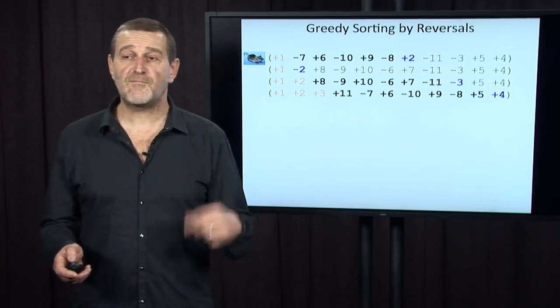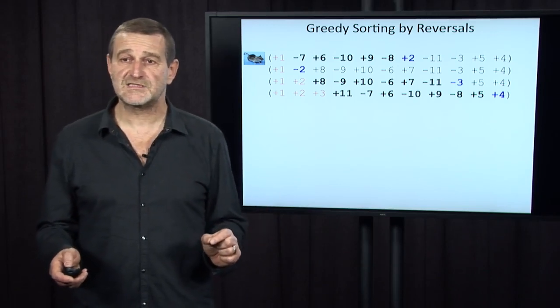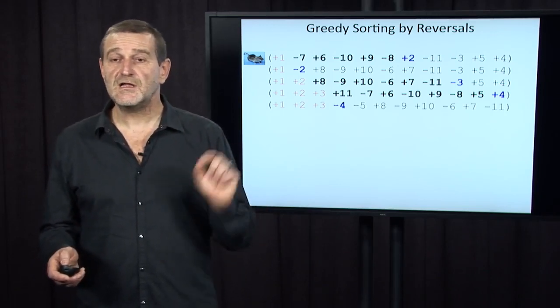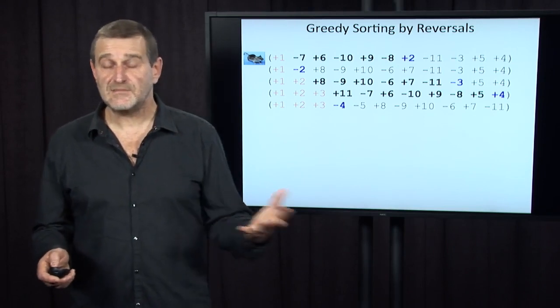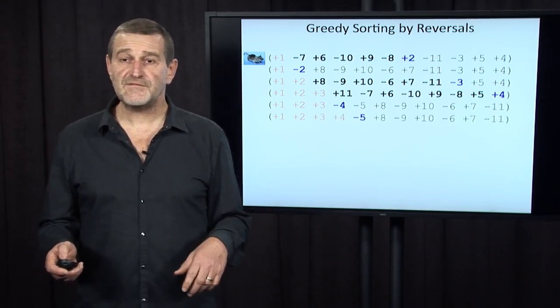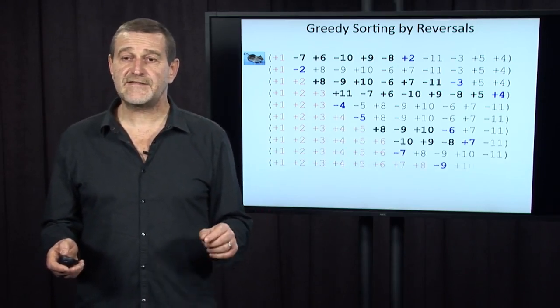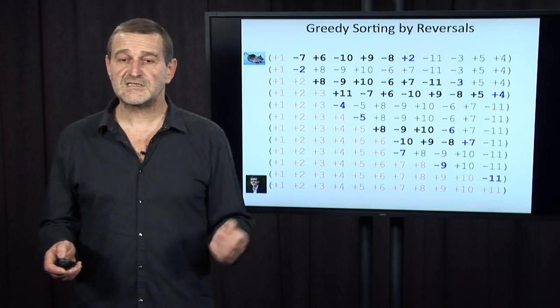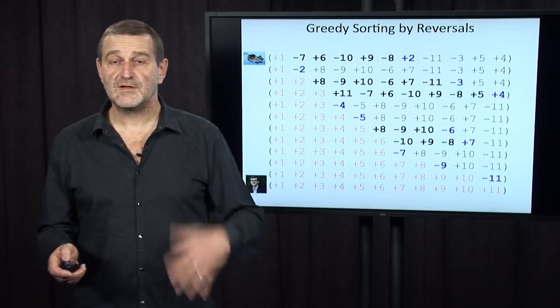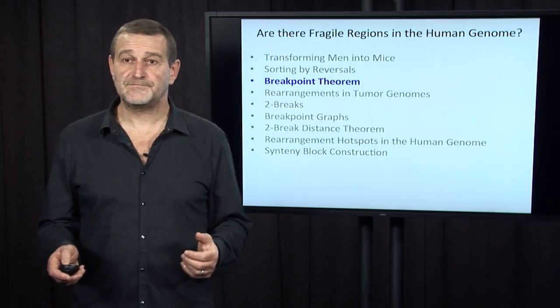Now, let's take care of +4 once again. Let's find a reversal that brings it to the right position. It now has a wrong sign, but we will revert it. And we will continue doing this until we finally, using this greedy algorithm, transform mouse into human.